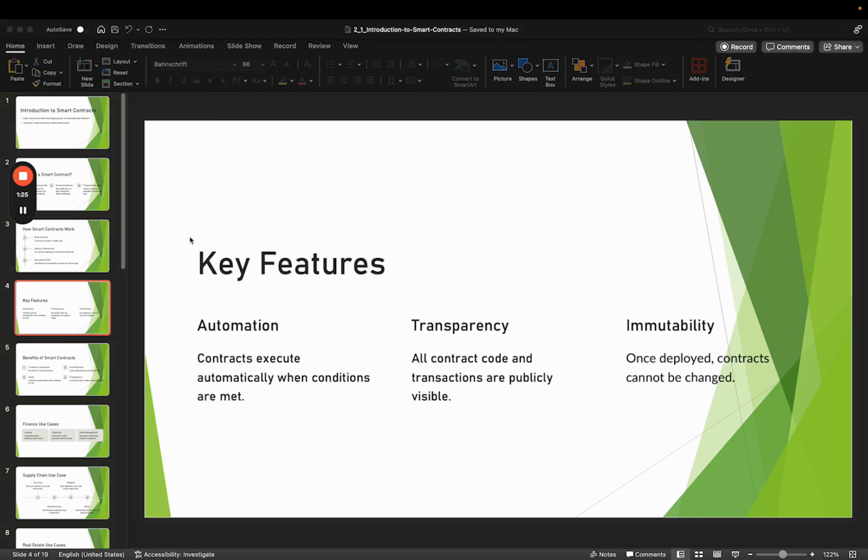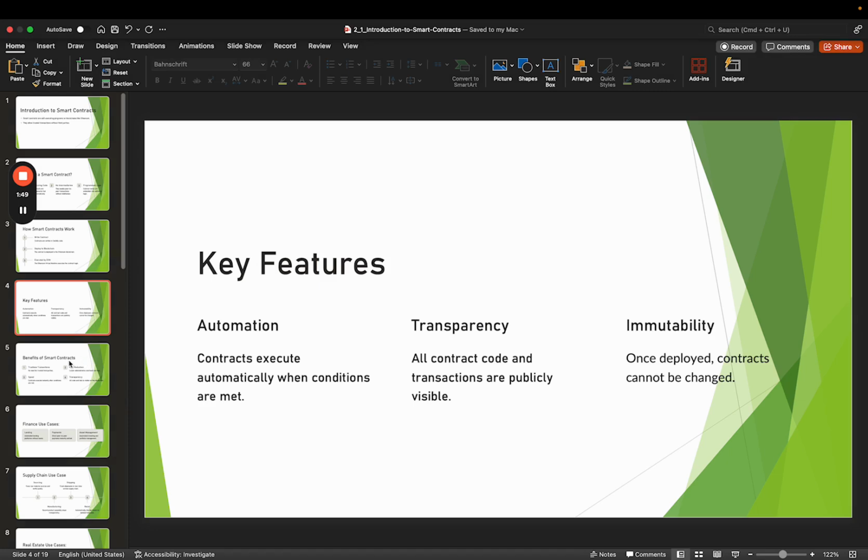Now let's move on to the key features of smart contracts. Smart contracts include automation, security, transparency, and immutability. Once deployed, the contract cannot be altered, ensuring that all parties adhere to the agreed upon terms. Additionally, since the contract is on a blockchain, it is visible to all participants, promoting trust and transparency. Once deployed, contracts cannot be changed.